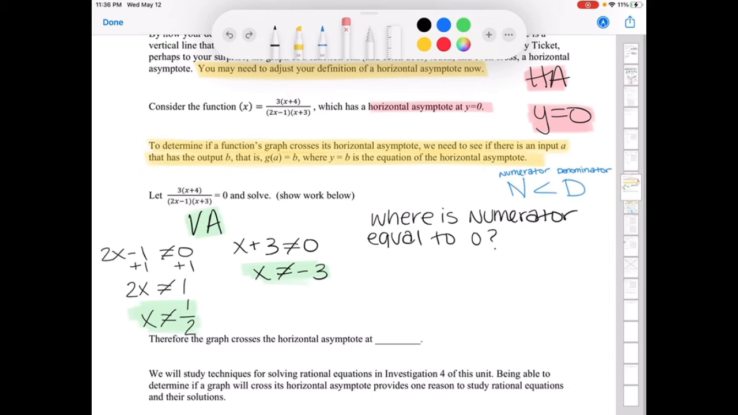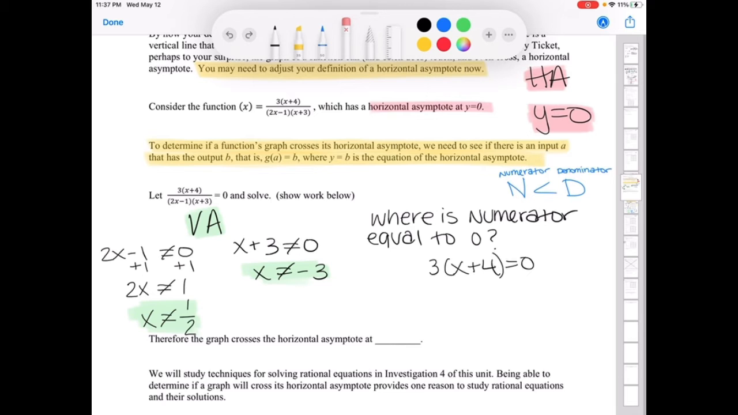It's basically telling me to find out where there is a cross on the horizontal asymptote. We need to see where there is an input A that has the output B. And if B is 0, because that's the value they're giving us, then when is this function equal to 0? I don't really care about the denominator. I know my denominator can't be 0. That would be undefined. So if I want to know what makes this function equal to 0, all I need to know is what makes the numerator 0.